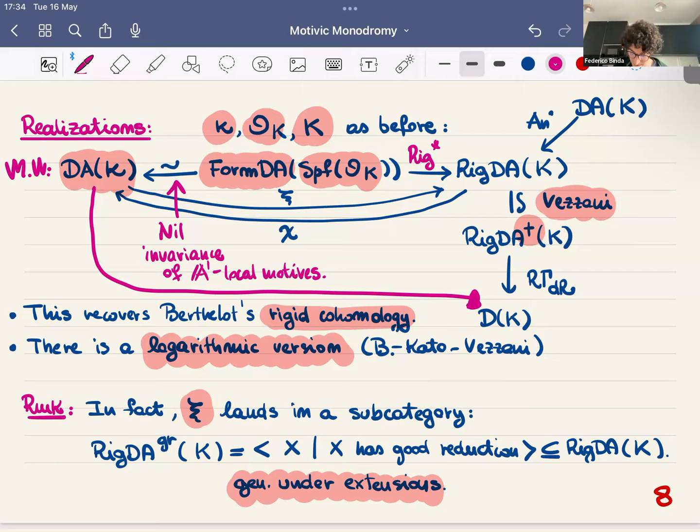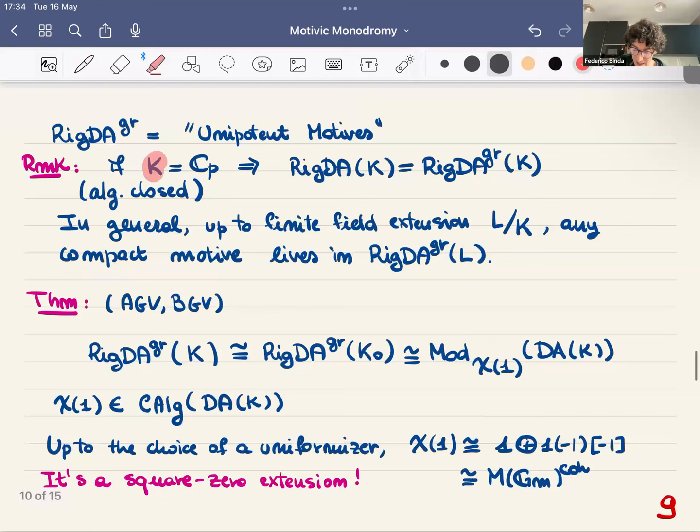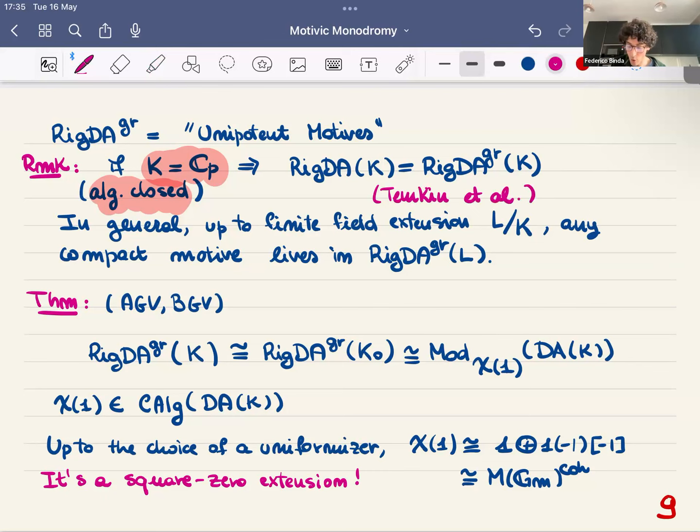In fact, if you allow yourself to work over, say, C_p, or actually any algebraically closed field, then there is no difference between RigDA_K and RigDA^GR_K. This encodes the fact that up to a finite field extension, any compact object lives in this subcategory, because anything has a model with semi-stable reduction, up to a certain number of operations, or up to field extensions. This relies on work by Temkin on alterations and other people. So this category, RigDA^GR, probably deserves the name of unipotent motives. And the reason will be clear in a second.